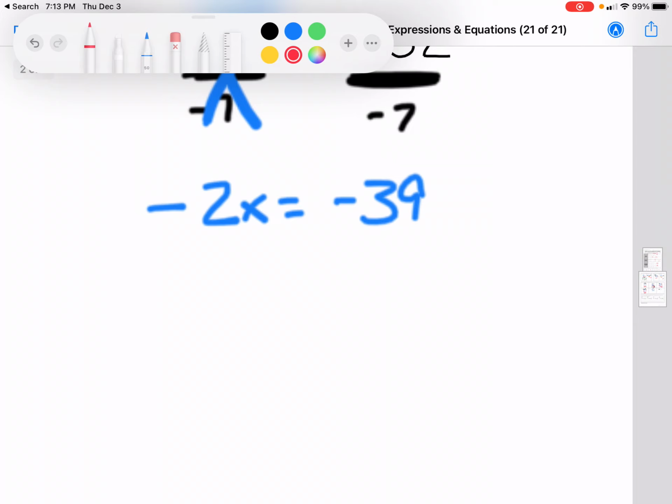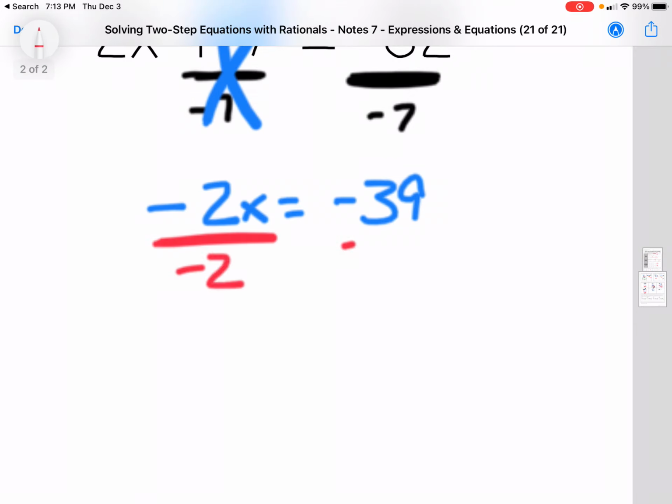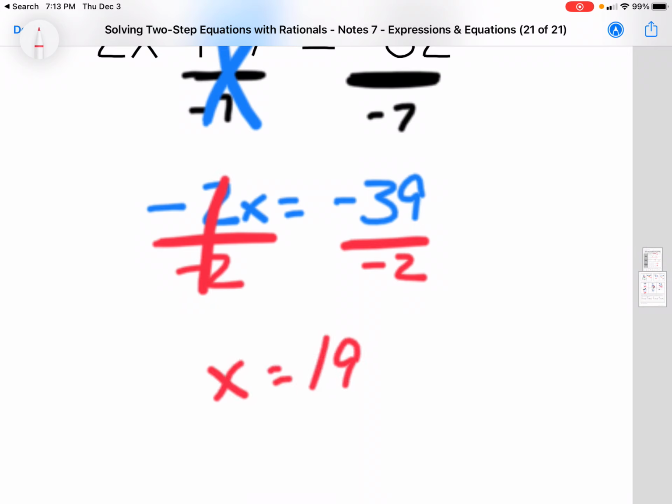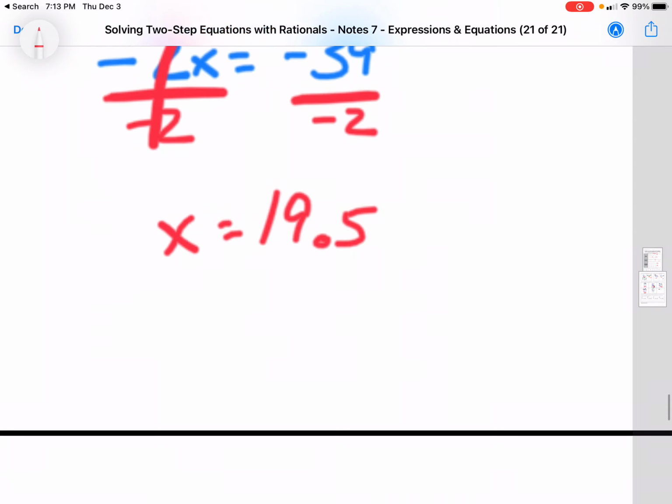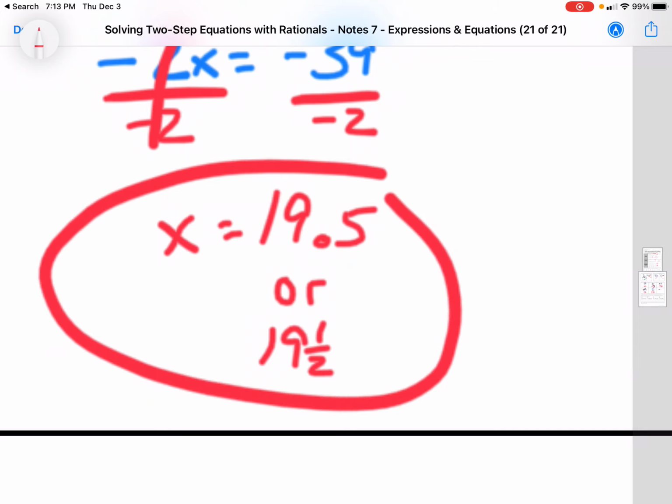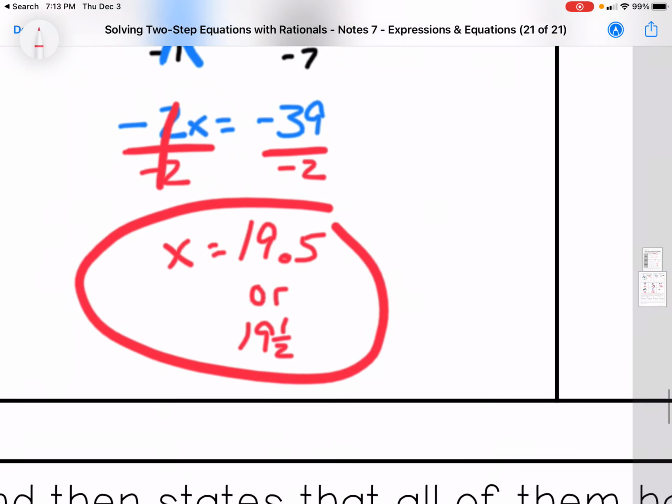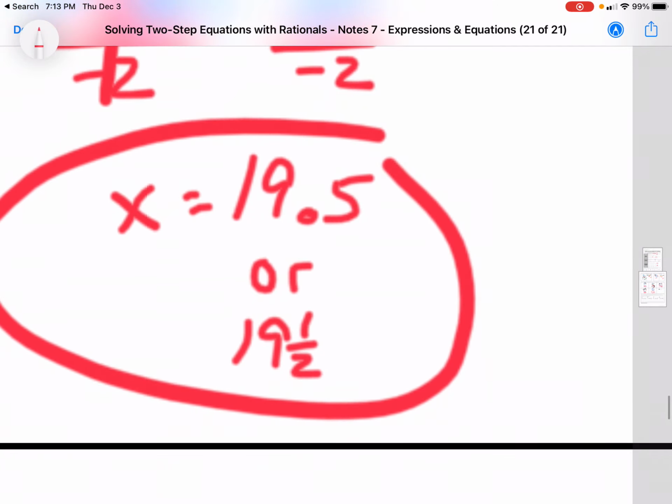Negative 2 times x. How do I get rid of that? I divide by negative 2. I'm going to be left with x equals positive 19.5, or, if you like to write it as a fraction, 19.5. Either or. Why is it positive? Because two negatives make a positive.